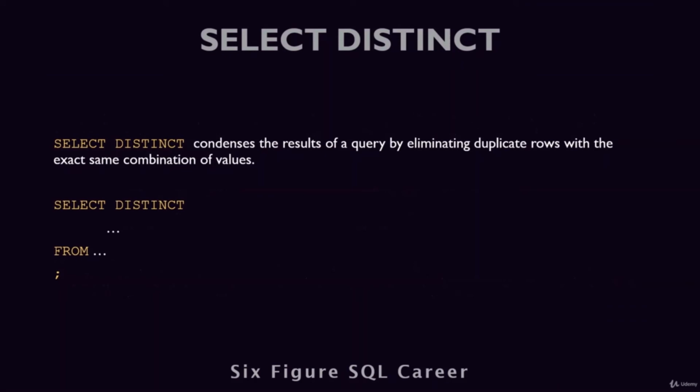Finally, let's look at a special case called select distinct. Select distinct condenses the results of a query by eliminating duplicate rows with the exact same combination of values. So if you specify select distinct and then the rest of your query, this will actually return unique results. What will happen is that you won't have two rows that have the exact same contents in the query results.